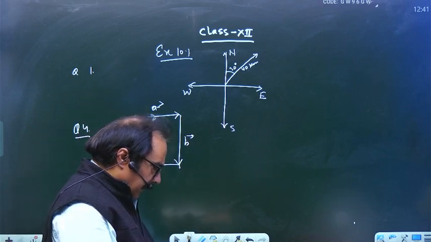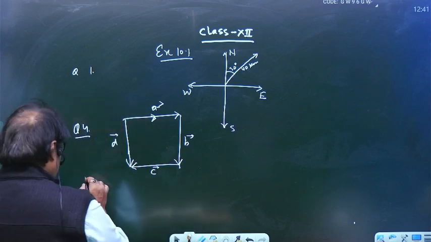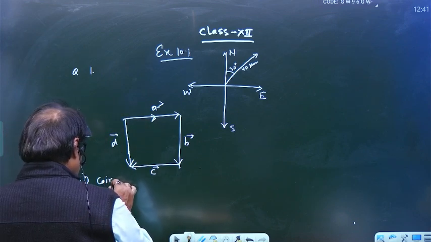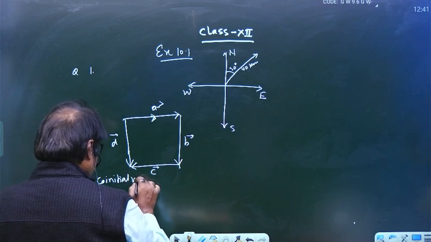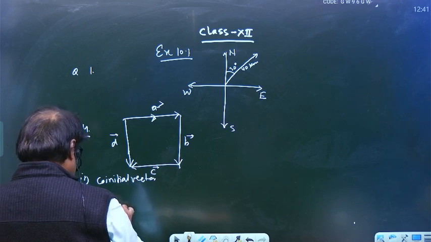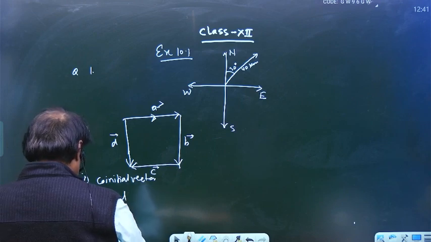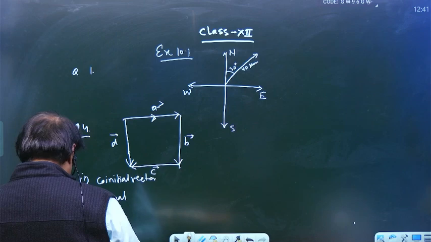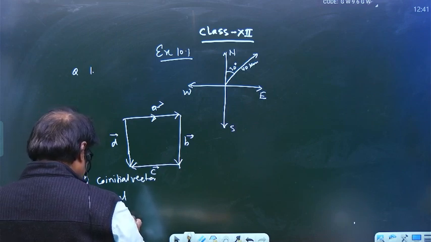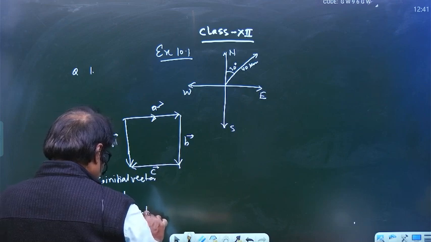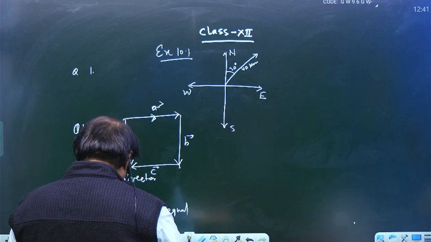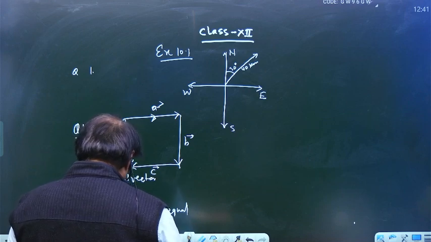So as per this figure, we have to write the co-initial vector. Okay, as per this figure we have to write. Second part says equal vectors. Okay, and the third part is collinear but not equal. Okay, so as per the figure we have to give the answer.